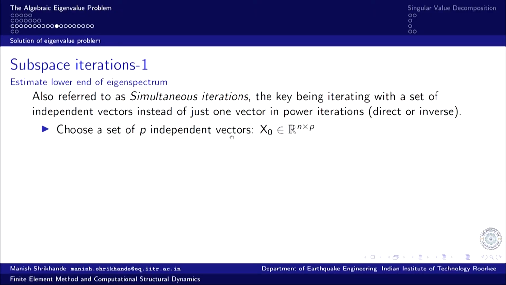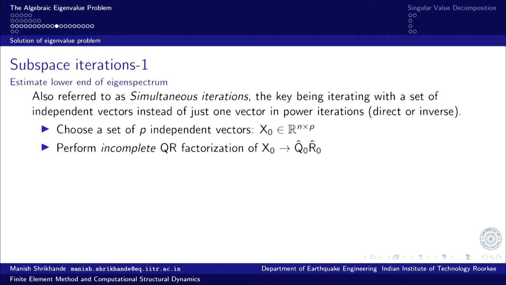So, instead of just one vector in power iterations direct or inverse, we choose a set of p number of independent vectors in real number space and then perform incomplete QR factorization. So, X 0 has p number of vectors. So, it is an n by p matrix. This n by p matrix we can perform incomplete QR factorization in the sense that Q 0 is of course n by n and R 0 is an n by p matrix.